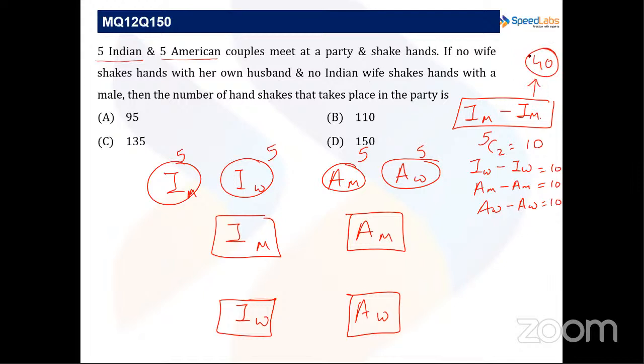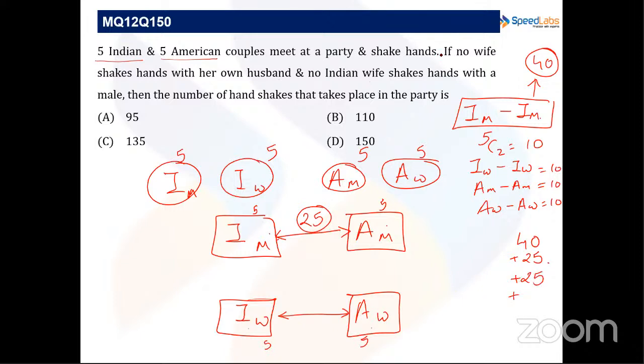Now, moving to the next options. Indian men and American men can have a handshake. These are five and these are five. So for each person, we are having five options. So the total number of handshakes will be 25. So you are having 40 there plus 25. Similarly, there is no restriction on woman to woman handshake. So Indian women can have a handshake with American women. Again, they are 5 and 5. So the total number of options will be 25.